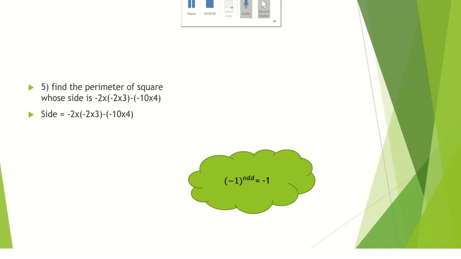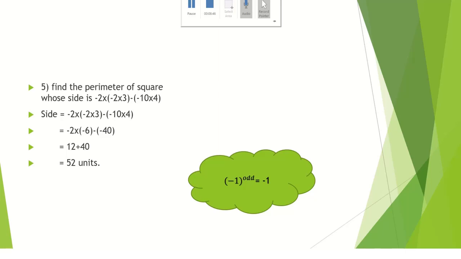If you solve this, minus 2 into 3, minus 6 is the answer. Then 10 fours are 40, and the negative 40. Here again minus of minus 40 gives you the positive one. So minus 2 into minus 6 is equal to minus 12 plus 40, which gives you 52. Both are positive, so you'll obviously get positive. We got the side. So what's the next one?